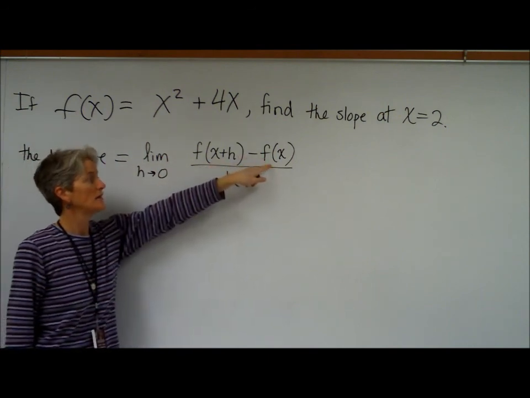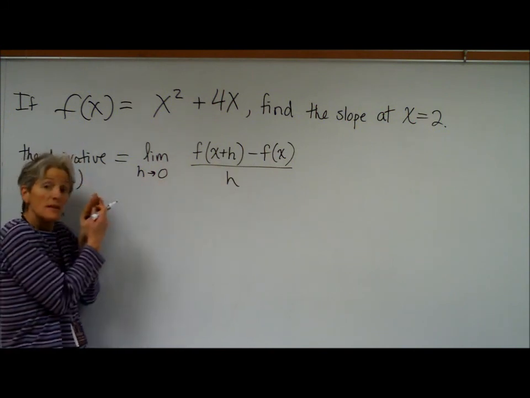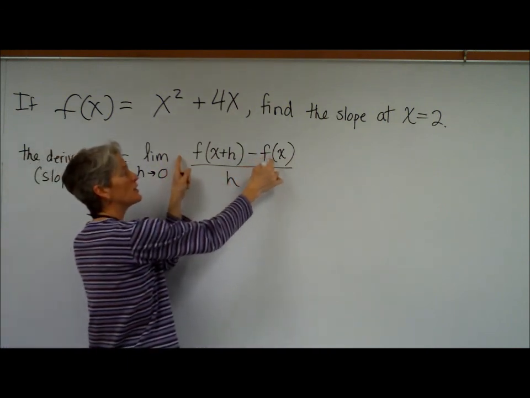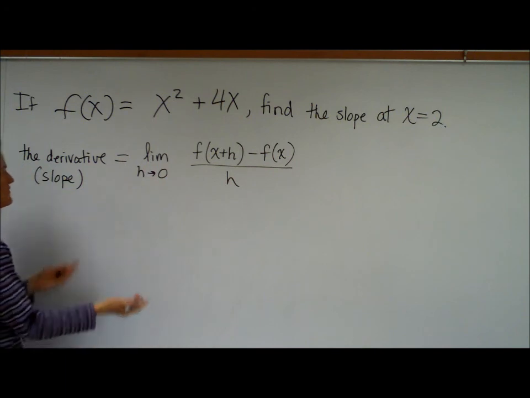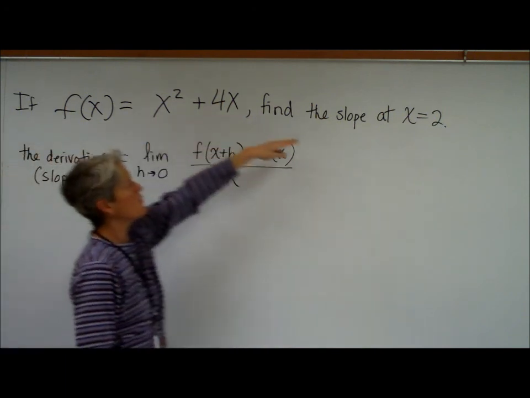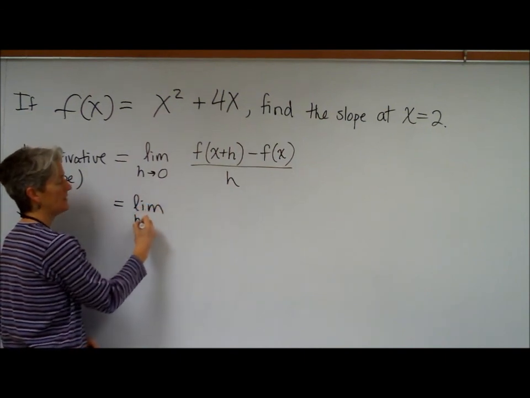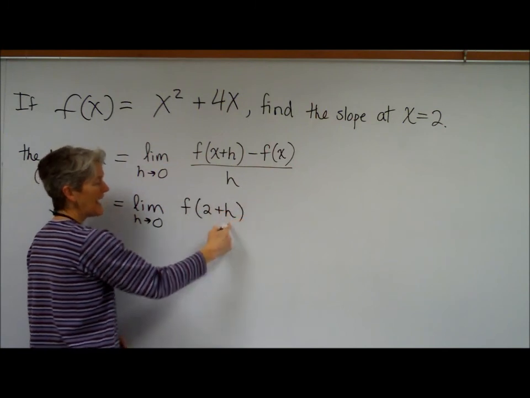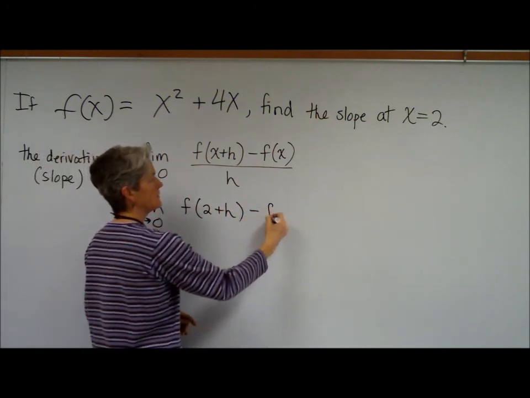Change of the y's over the change of the x. Remember, h represents the distance between my two x's. I'm finding the slope between 2 points. All right, so let's dive on in. I want to find the slope at x equals 2, so let's plug in x is 2. And h is something that's very, very close to 0. I'm just going to call it h for now.